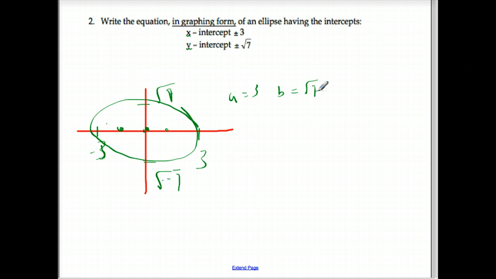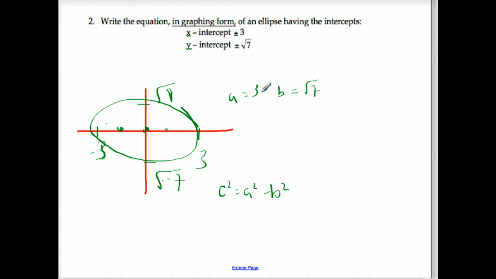So all we need is the center, which is the origin, then a and b, and we can write our equation. If you needed to find the foci, you would use the relationship that c squared equals a squared minus b squared, then plug those numbers in and solve for c, and then move it that many units to the right and that many units to the left, and that will give us each focus of our ellipse.